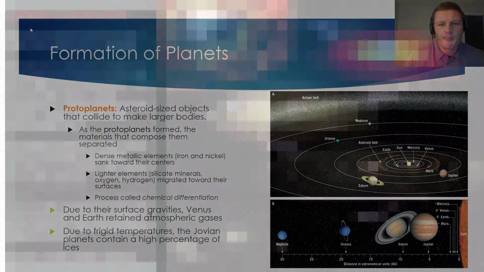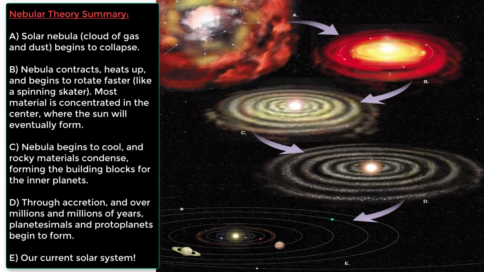So in summary, the birth of our solar system began as dust and gases started to gravitationally collapse, and we call that cloud of gas and dust a nebula. Then the nebula began to contract into a rotating disk that was heated by the conversion of gravitational energy to thermal energy. Over time, the cooling of the nebular cloud caused rocky metallic material to condense into tiny solid particles.